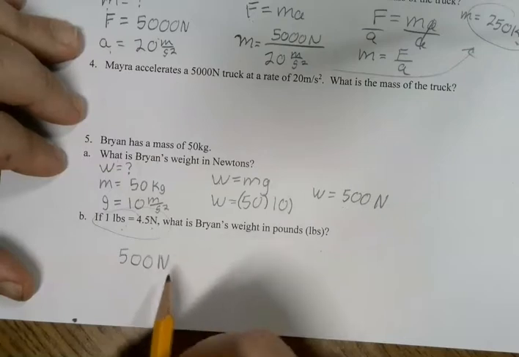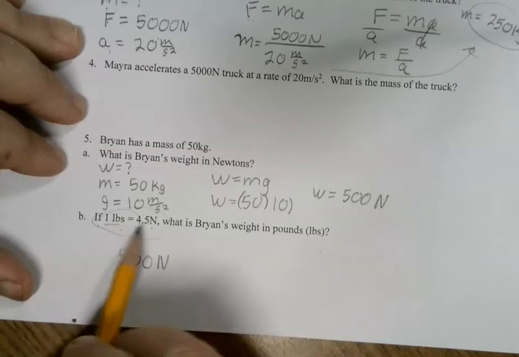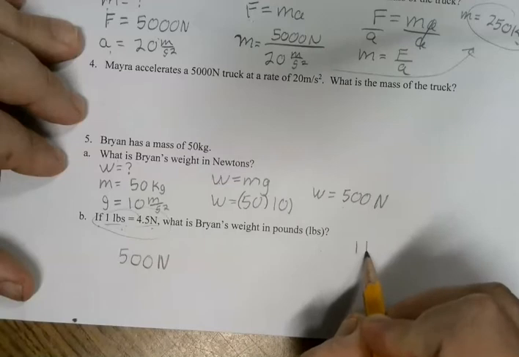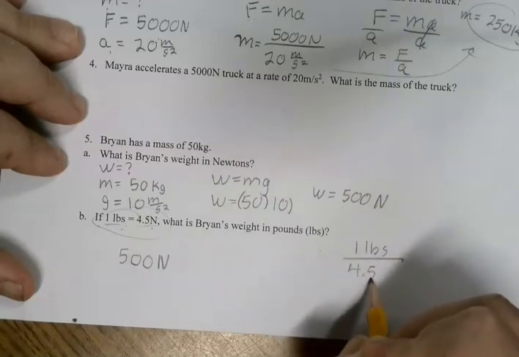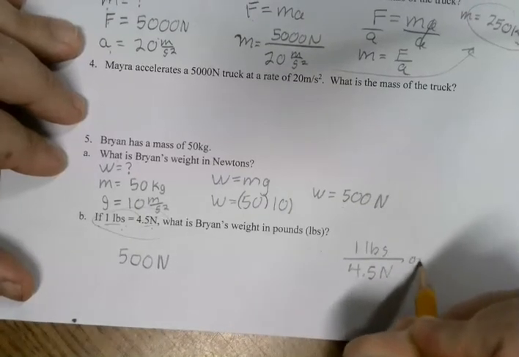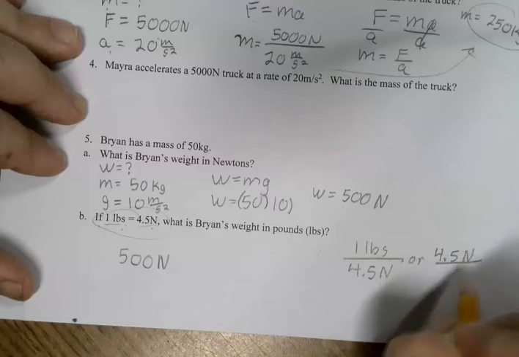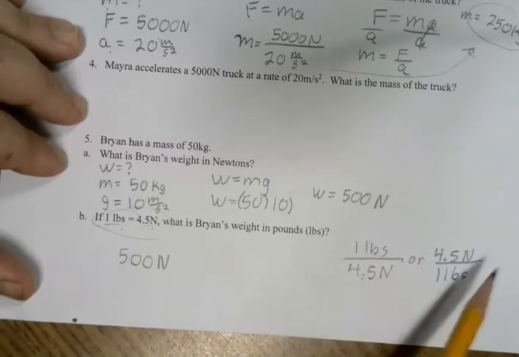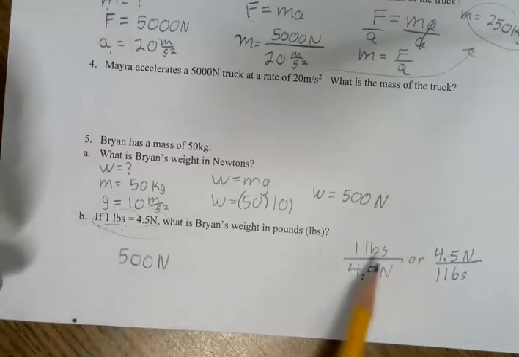500 newtons. Now you're making a conversion to pounds. So when you have 1 pound equals 4.5 newtons, you can write that one of two ways. There's 1 pound for every 4.5 newtons, or there's 4.5 newtons for every 1 pound. Those are both true statements. But which one do we want?